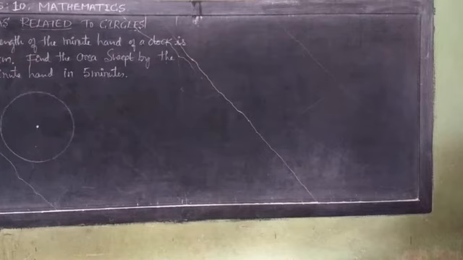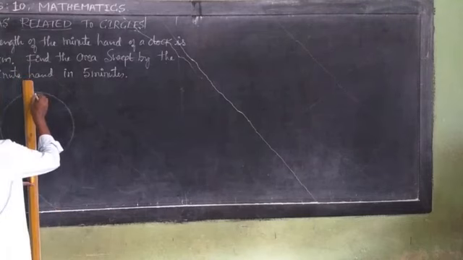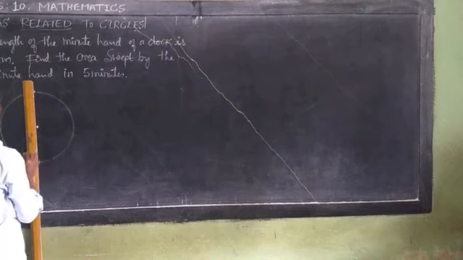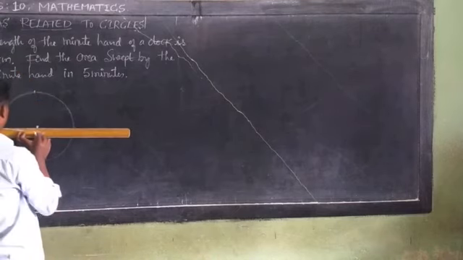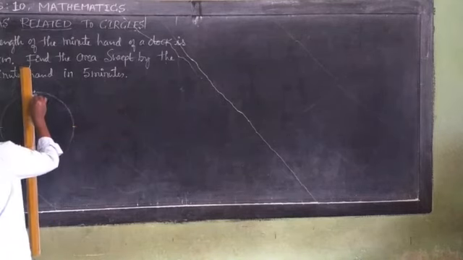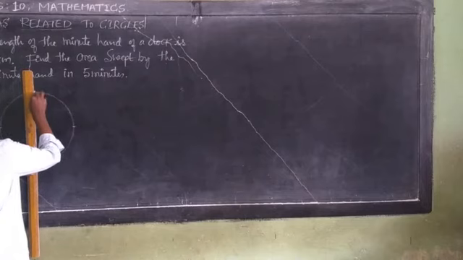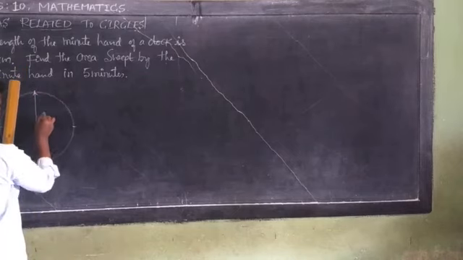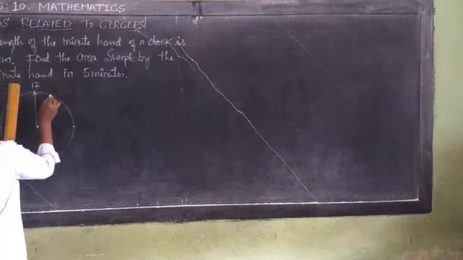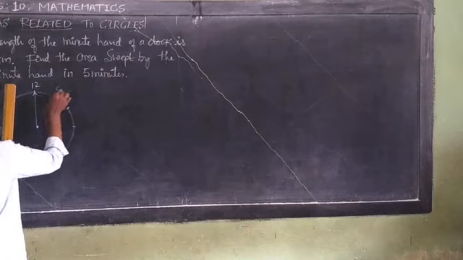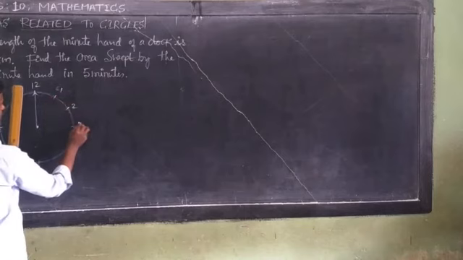After that, we have a minute hand here. We have to consider that a clock can be divided into 12 sectors, each of 5 minutes. This is 12, this is 1, this is 2, and this one is 3.